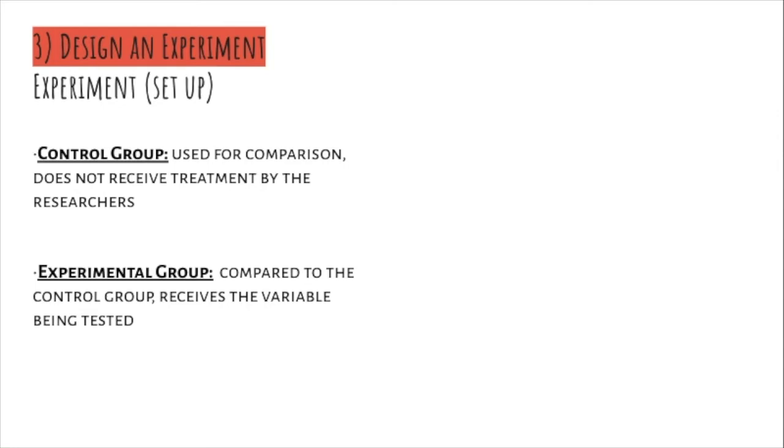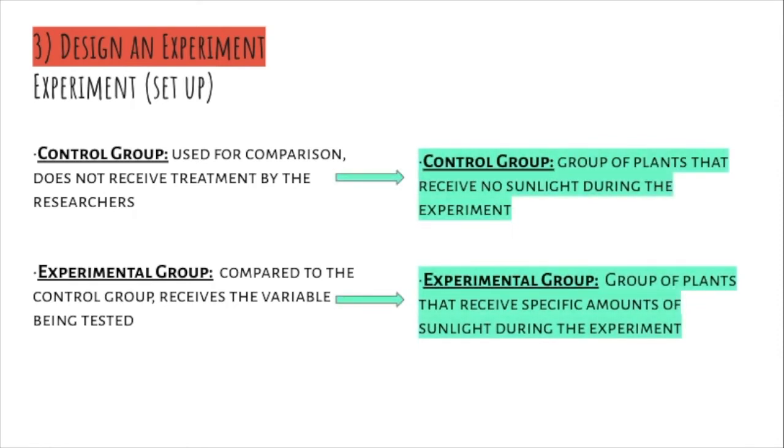The control group is the group that is used for comparison. It does not receive treatment by the researchers or the variable being tested. For example, the group of plants that receive no sunlight would be considered the control group.